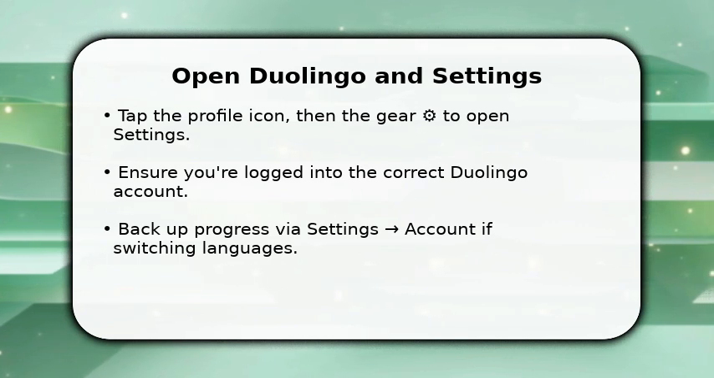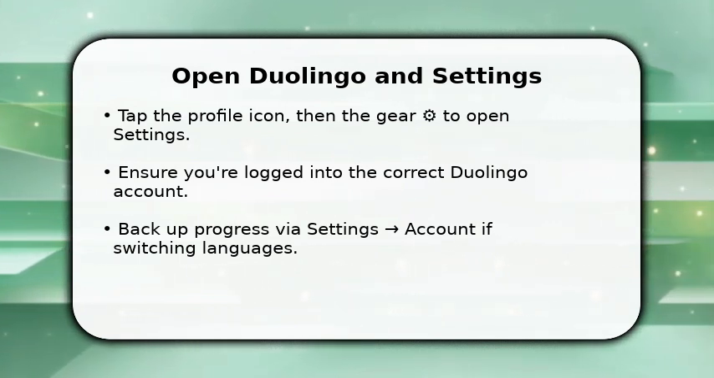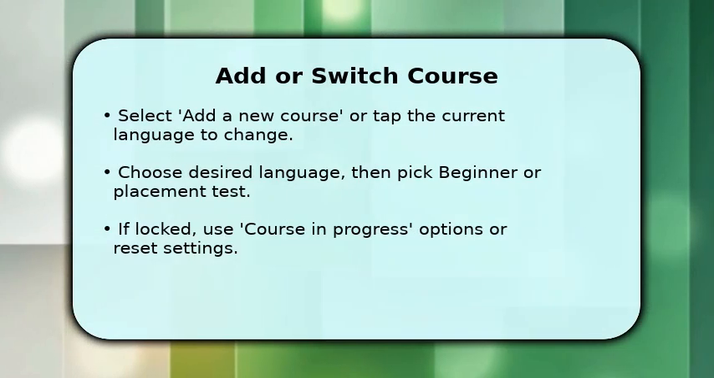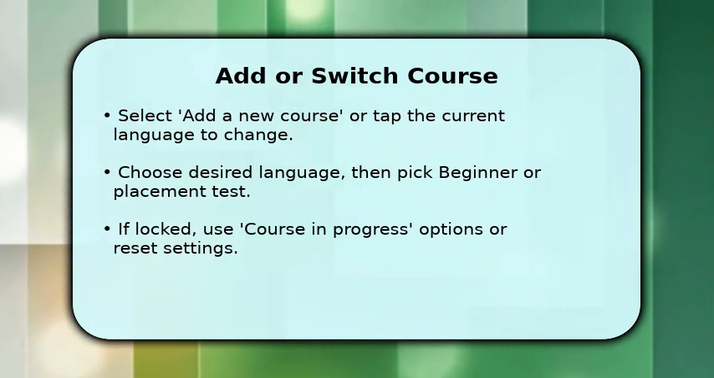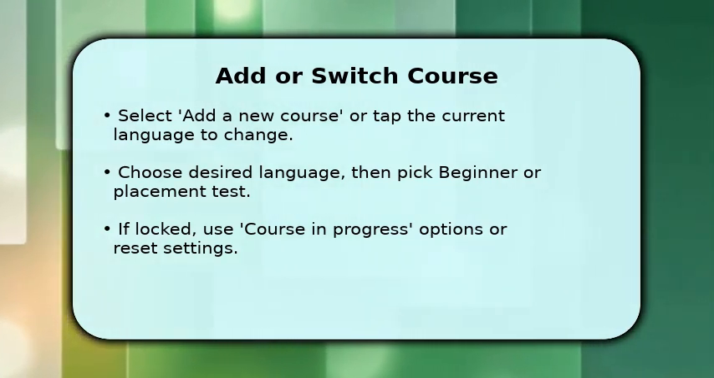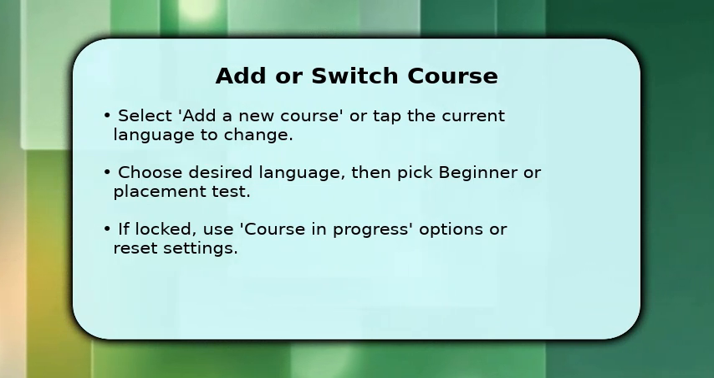Now, navigate to the heading labeled Language or Learning Language so you can begin the actual language switch process. You now choose whether to add a new course or switch the current one. Tap Add a new course or the current language item. When you pick the desired language, decide between starting as a beginner or taking a placement test.